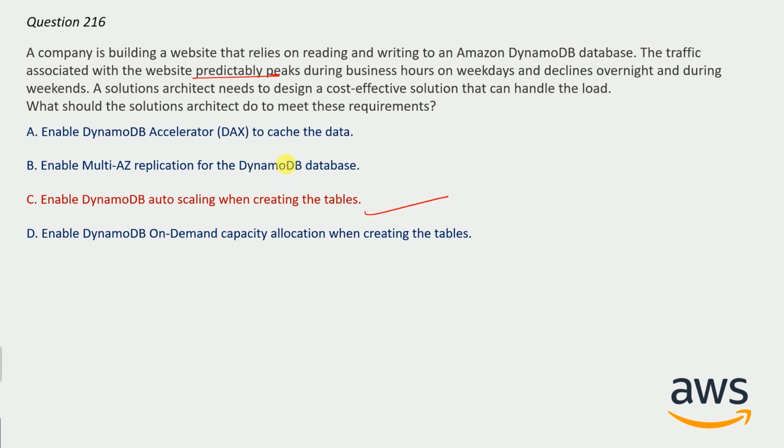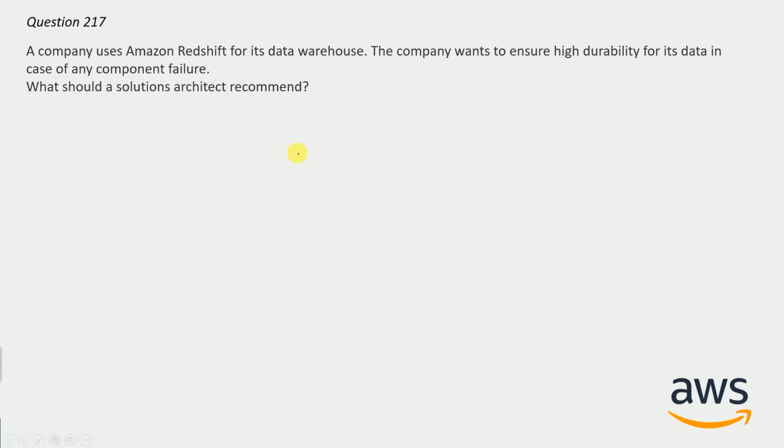And now question number 217. A company uses Amazon Redshift for its data warehouse. The company wants to ensure high durability for its data in case of any component failure. What should a solution architect recommend? And here are the options.